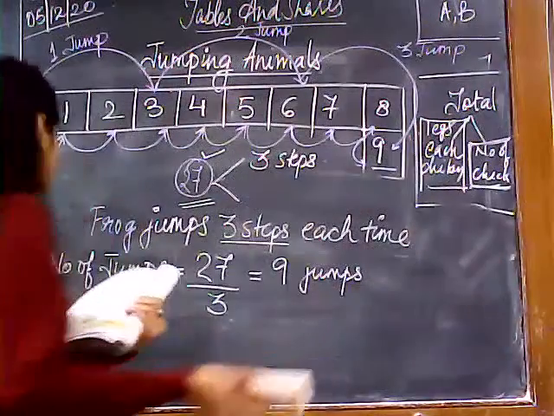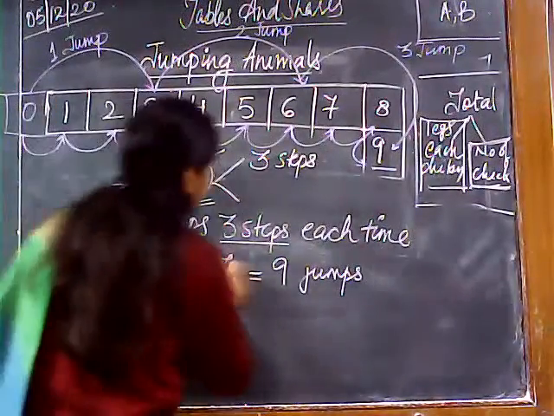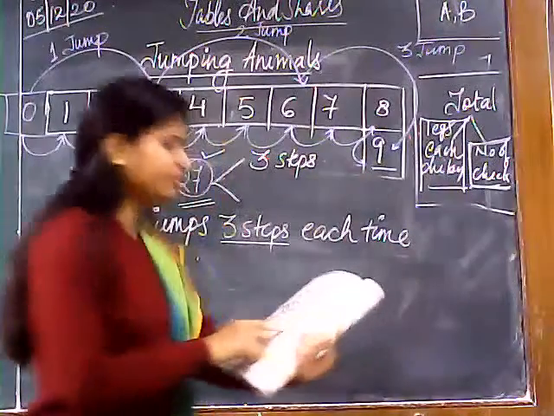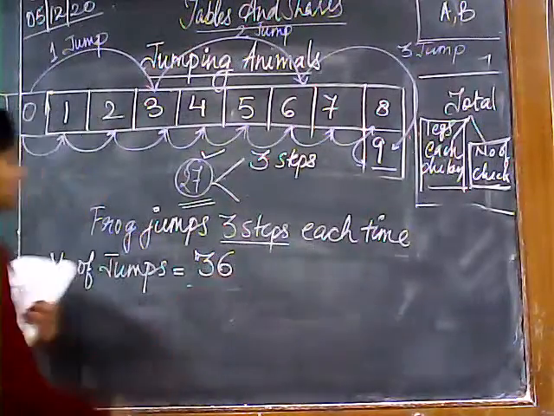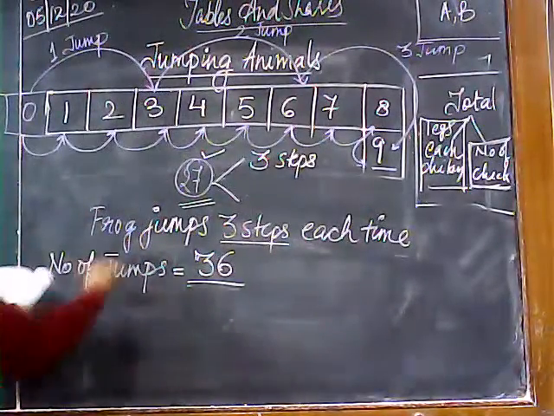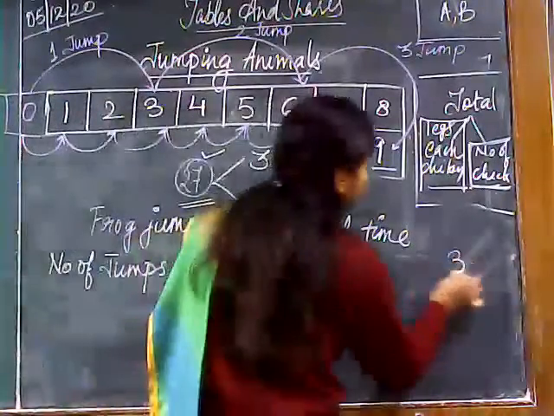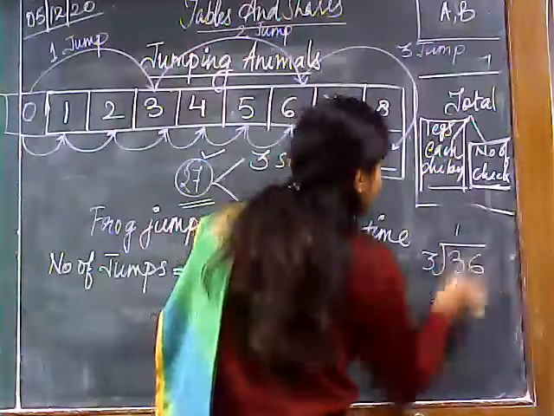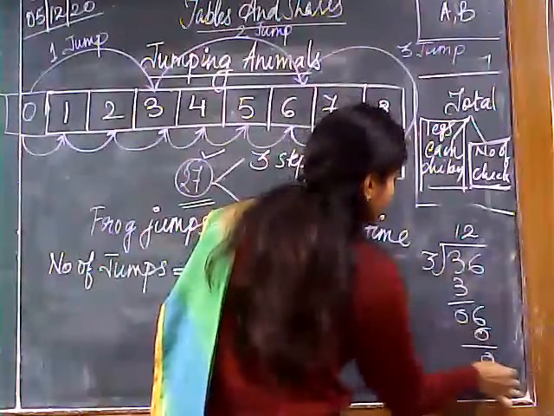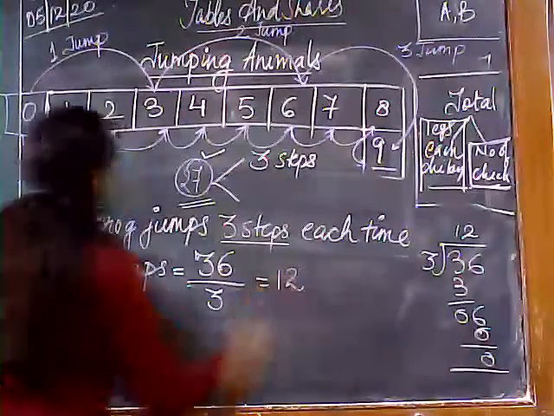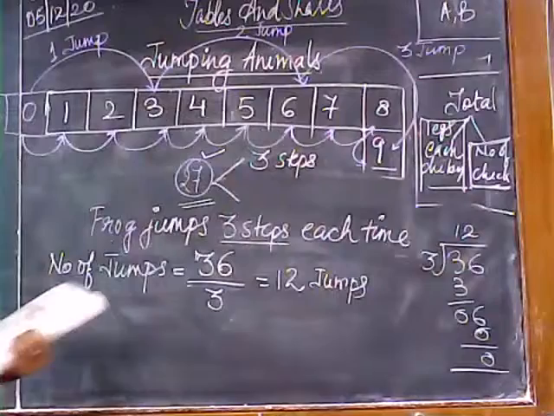Now, another question is, he has taken dash jumps if he is at 36. So now children, he is at 36. Which step is he at? He is at 36 steps. And we know every time the frog jumps, he takes 3 steps. So 36 by 3. 3 1s are 3, 0, 6. 3 2s are 6, 0. So he takes 12 jumps. So 12 jumps means he will reach 36.